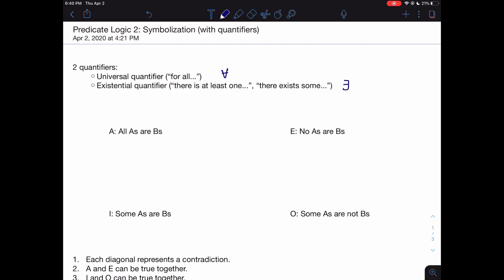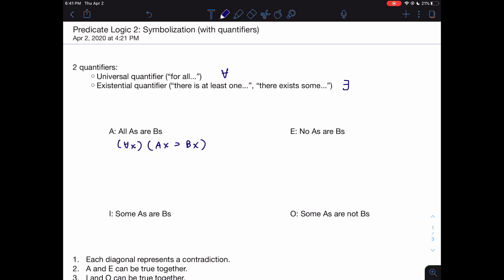Take the A-type sentence, "All A's are B's." How you would translate this into PL is you would write: for all x, if x is an A, where A is the predicate and x is the name that fills in the predicate, then x is a B. So, for all x, if Ax, then Bx.